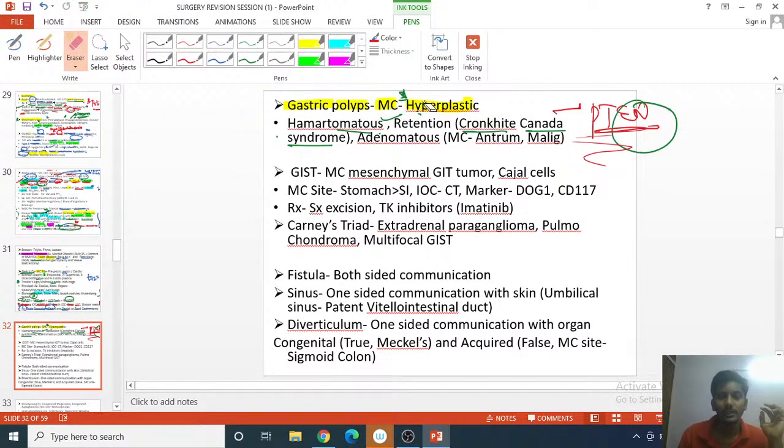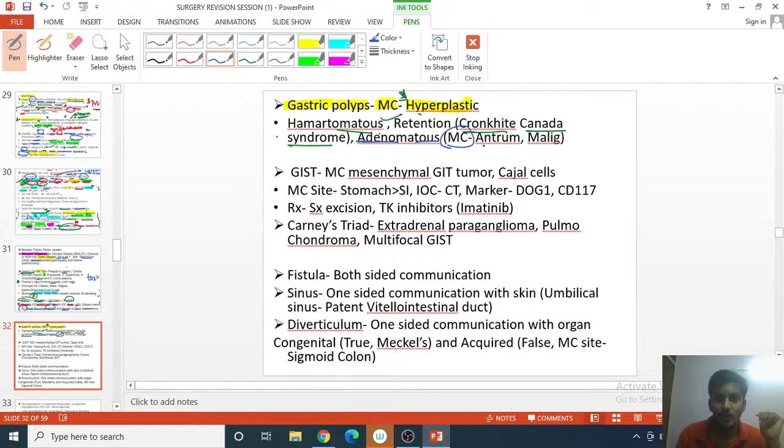Then moving further, it is your adenomatous polyps. Last is your adenomatous polyps, and adenomatous polyps most commonly कहाँ होते हैं? In the antrum. Okay, and remember, adenomatous polyps can turn malignant. So अगर pre-malignant polyps पूछे गए, those are your adenomatous polyps. Which polyps has a malignant potential? Adenomatous polyps. Most common type of polyps, hyperplastic polyps. Peutz-Jeghers syndrome में hamartomatous polyps. And Cronkhite-Canada syndrome में retention polyps. Please remember, these are some features that you need to remember among the polyps.